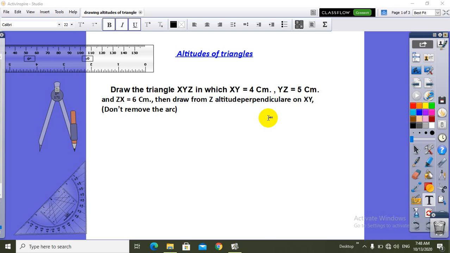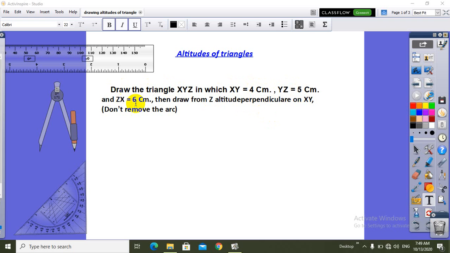We studied before that triangles have three types according to the side length. If they are all different, this is called scalene triangles. If two sides are equal, this is called an isosceles triangle. If all sides are equal, it's called what? Equilateral.